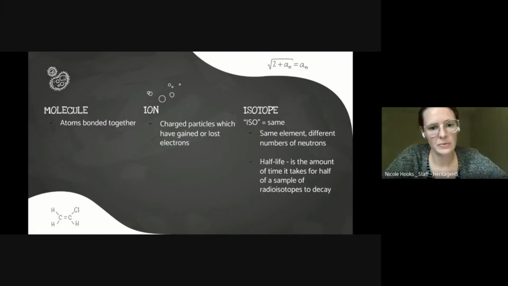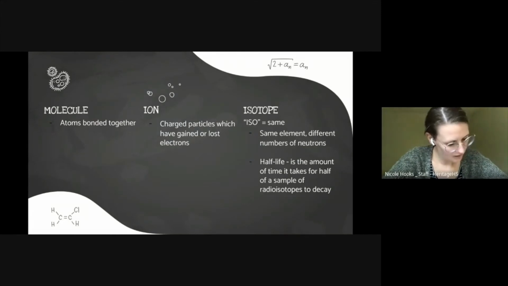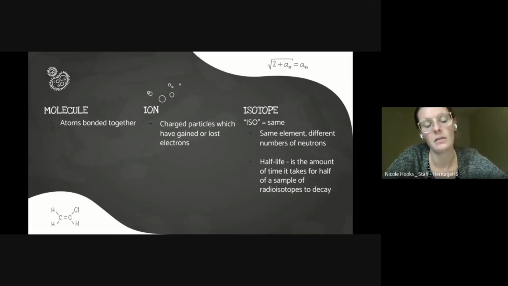A couple other terms that I think are important for you to know are molecule, which is atoms bonded together. We'll talk a lot about molecules when we start biochemistry. An ion is a charged particle which has gained or lost electrons. So similar to what I talked about before, carbon, if you add or take away electrons, you will change its charge. If it loses an electron, it would be positive. If it gains one, it would be more negative.